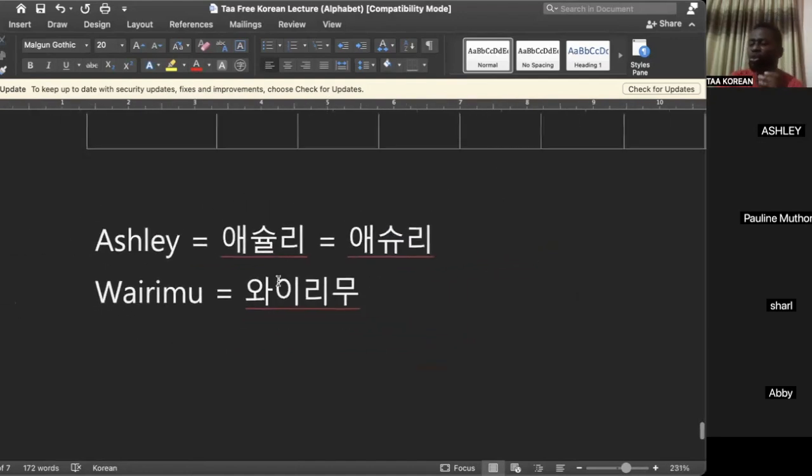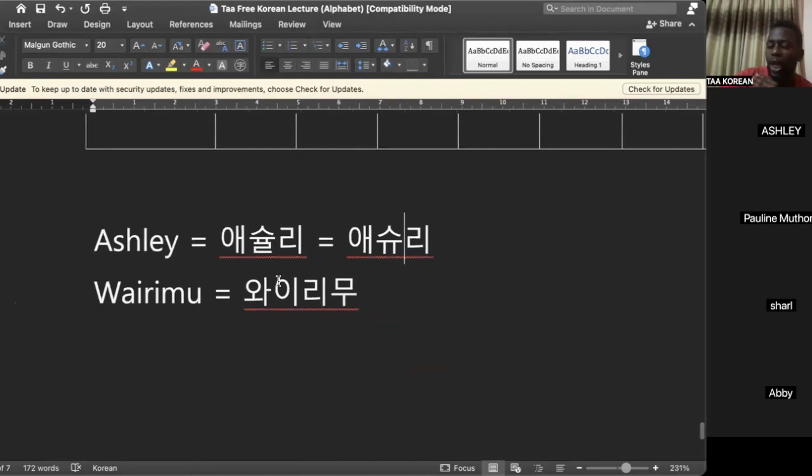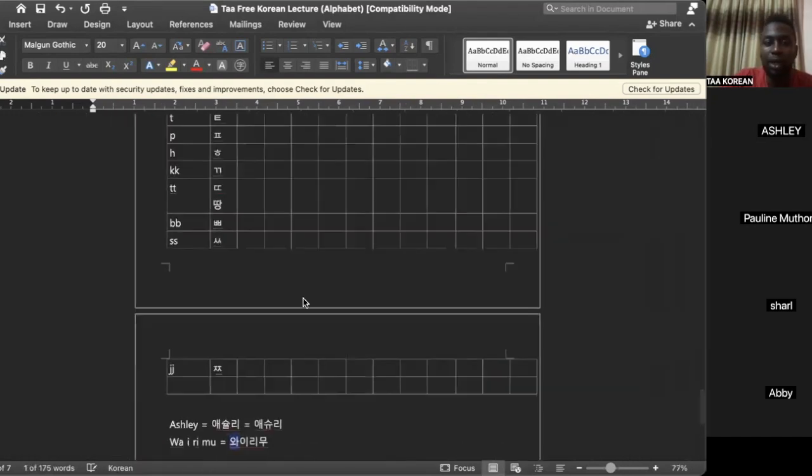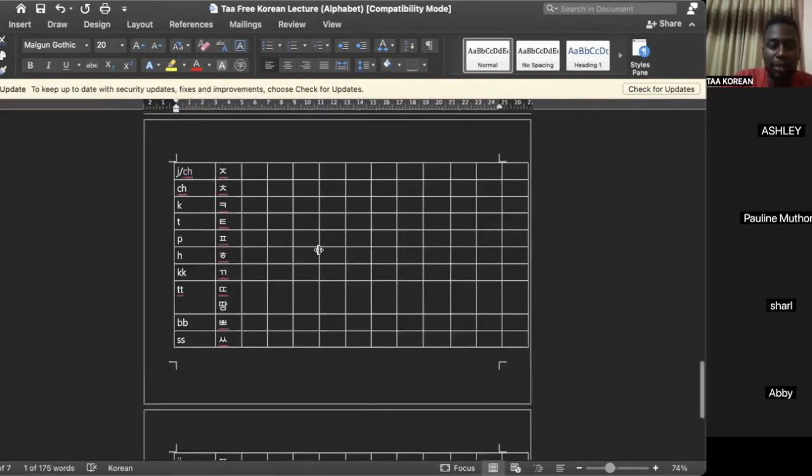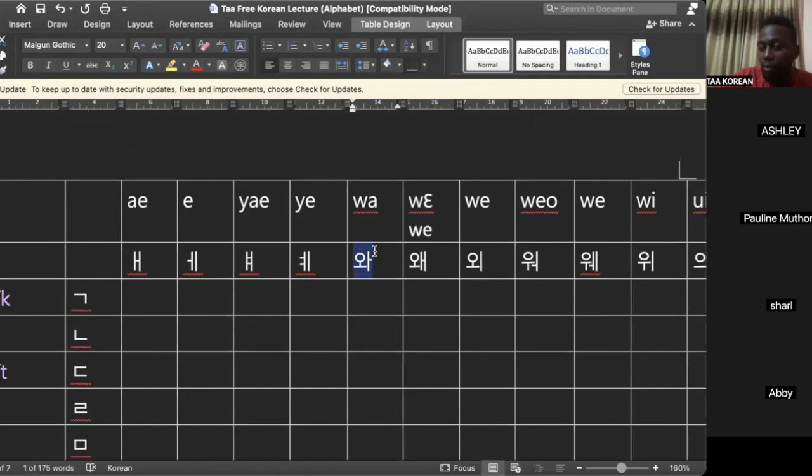Now, let's also go to her second name, which is why I asked for her second name, because many of our Bantu names, or many of our names in, let's say, East Africa, in Korean, they would be written with diphthongs. Now you have Wa, I, Ri, Mu, Wairimu. So her name starts with Wa. That diphthong is right here. Just an example. It starts with Wa. Now, Wa is a vowel in Korean. So it starts with the silent letter and then O A.